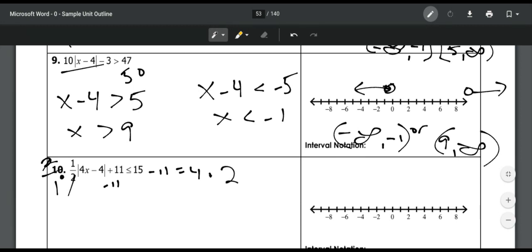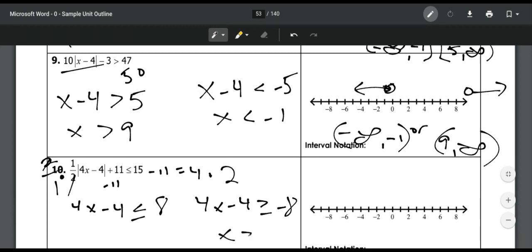So now we have 4x minus 4. And let's see here, we minus 11, we had 4 times by 2, so we have 8. So 8. And then we have 4x minus 4 greater than or equal to negative 8. And then our answer here in the end will be negative 1 once you work it out. And this will be 3.